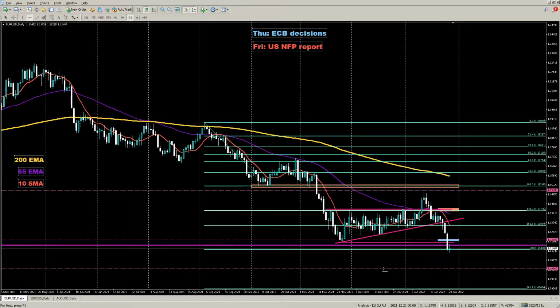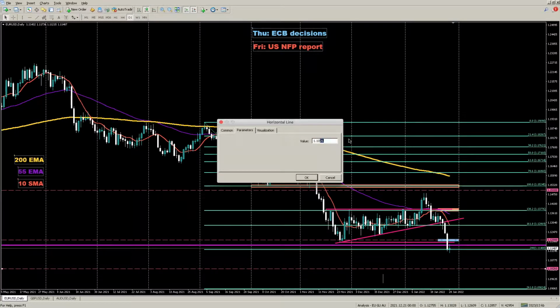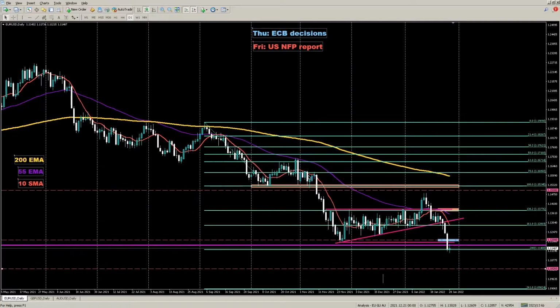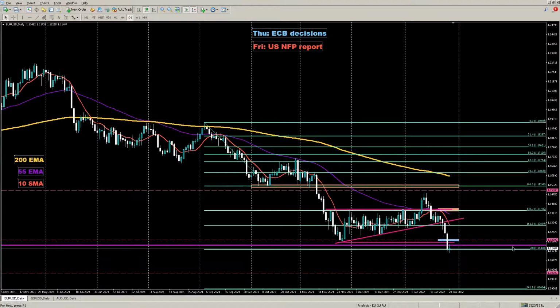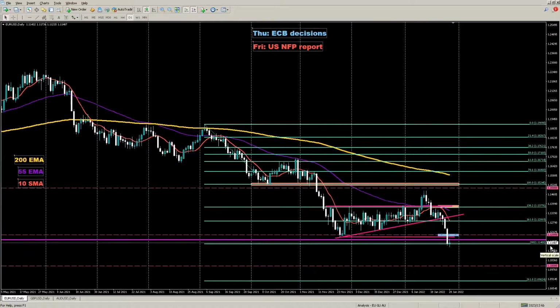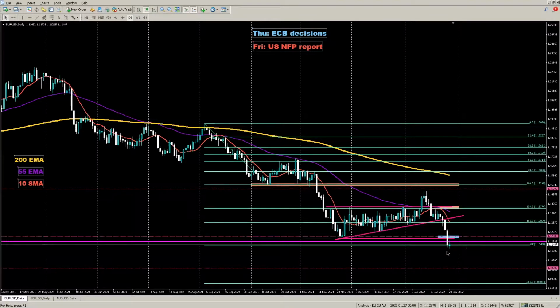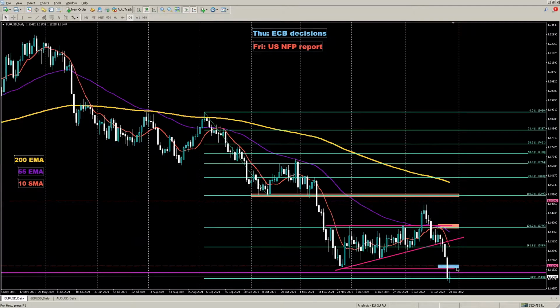So let's mark another round figure level here at 110. Next fib extension lower, we are at the 262 fib. That's almost right at the 109.0 level. But the 110 will have to provide support first if it does break down lower.